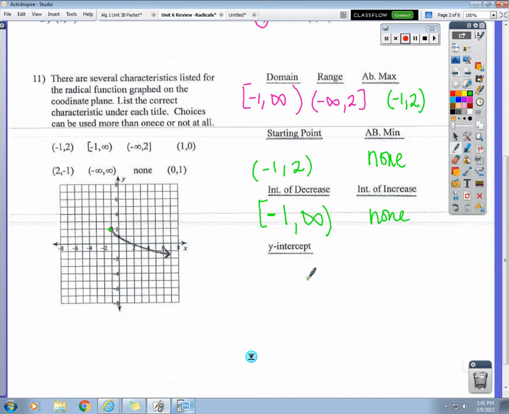Okay, and then the y-intercept, that's the easy one. Where's it cross the y-axis? 0, 1.